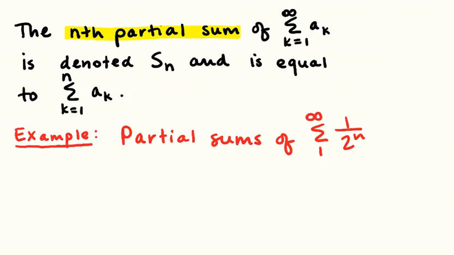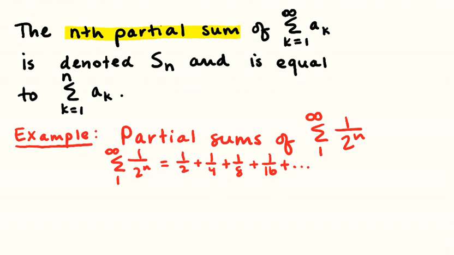So for example, I'll start with the partial sums of the sum from 1 to infinity of 1 over 2 to the n. Well, the sum from 1 to infinity of 1 over 2 to the n is going to be 1/2 plus 1/4 plus 1/8 plus 1/16, and so on.